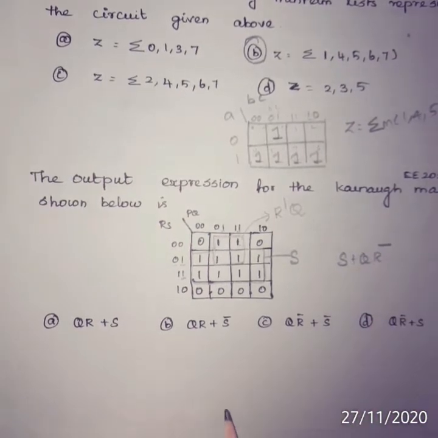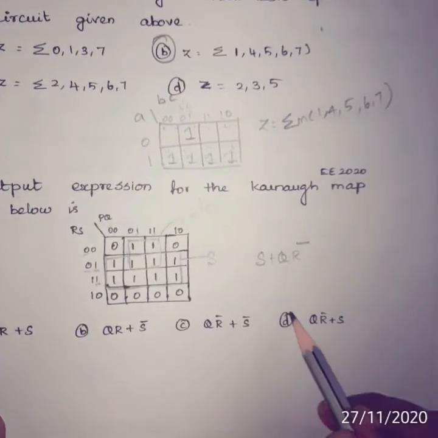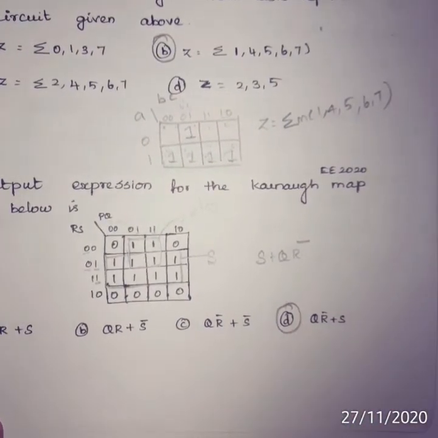So the answer is S plus Q R dash. That is in option D. Option D is the correct one.